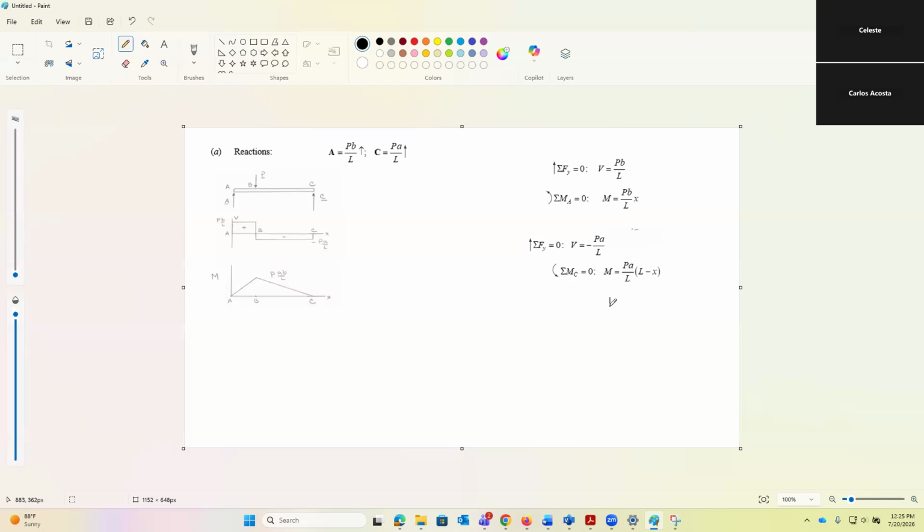So the moment will be PA if X equals 0. That's the moment at A, okay. And then the maximum will be this point right here. The maximum moment is P times A times B divided by L.